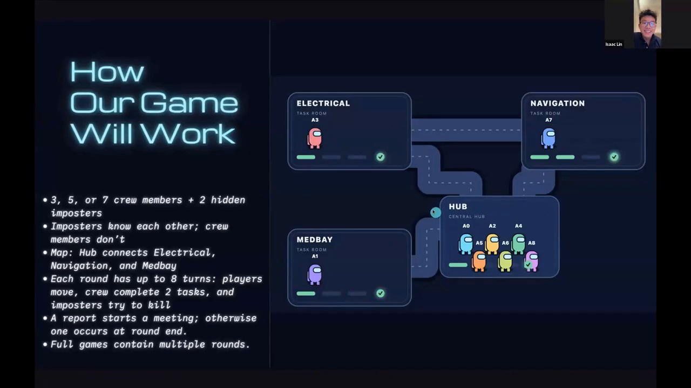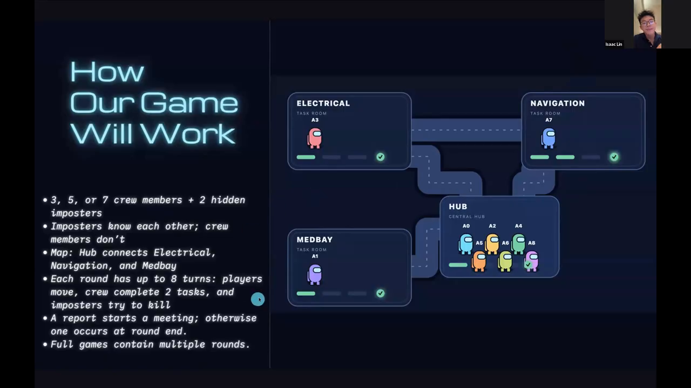On the right, you can see a visualization of the map. We have four spaces our agents can be in: electrical, navigation, hub, and med bay, and all the rooms are connected to the hub. We have three, five, or seven crew members plus two hidden imposters. The imposters know who each other are, but the crew members don't know who the imposters are. Each round has up to 8 turns.